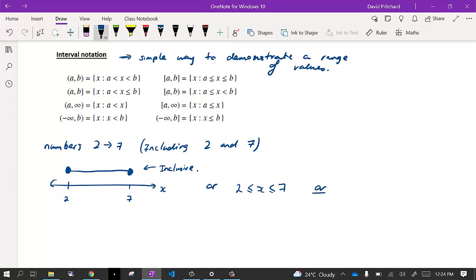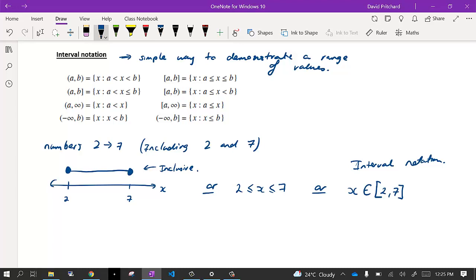Or finally, and this is our interval notation, we can say that x is an element. So that's saying that our value x includes the values. Now this square bracket means inclusive, and we can say 2 through to 7. So square bracket means we're including 2 and we're including 7. So all these three things are the same.